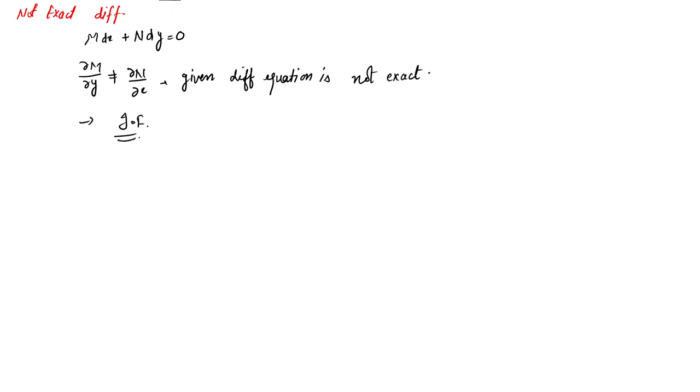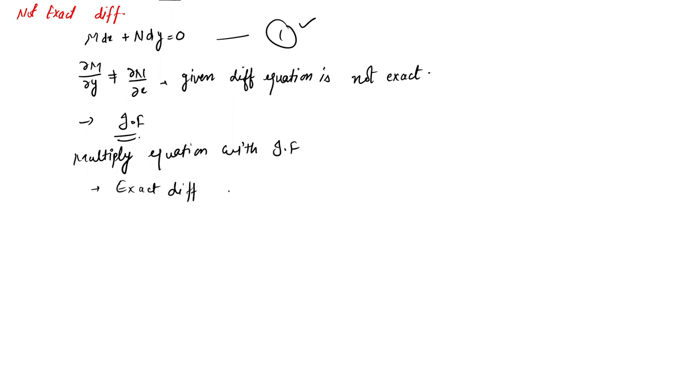Now there are different methods to find an integrating factor, which depend upon which type of differential equation is given to us. According to that, we will find the integrating factor. After finding it, we will multiply this equation by the integrating factor. Whatever the resultant equation is, that equation is now an exact differential equation.